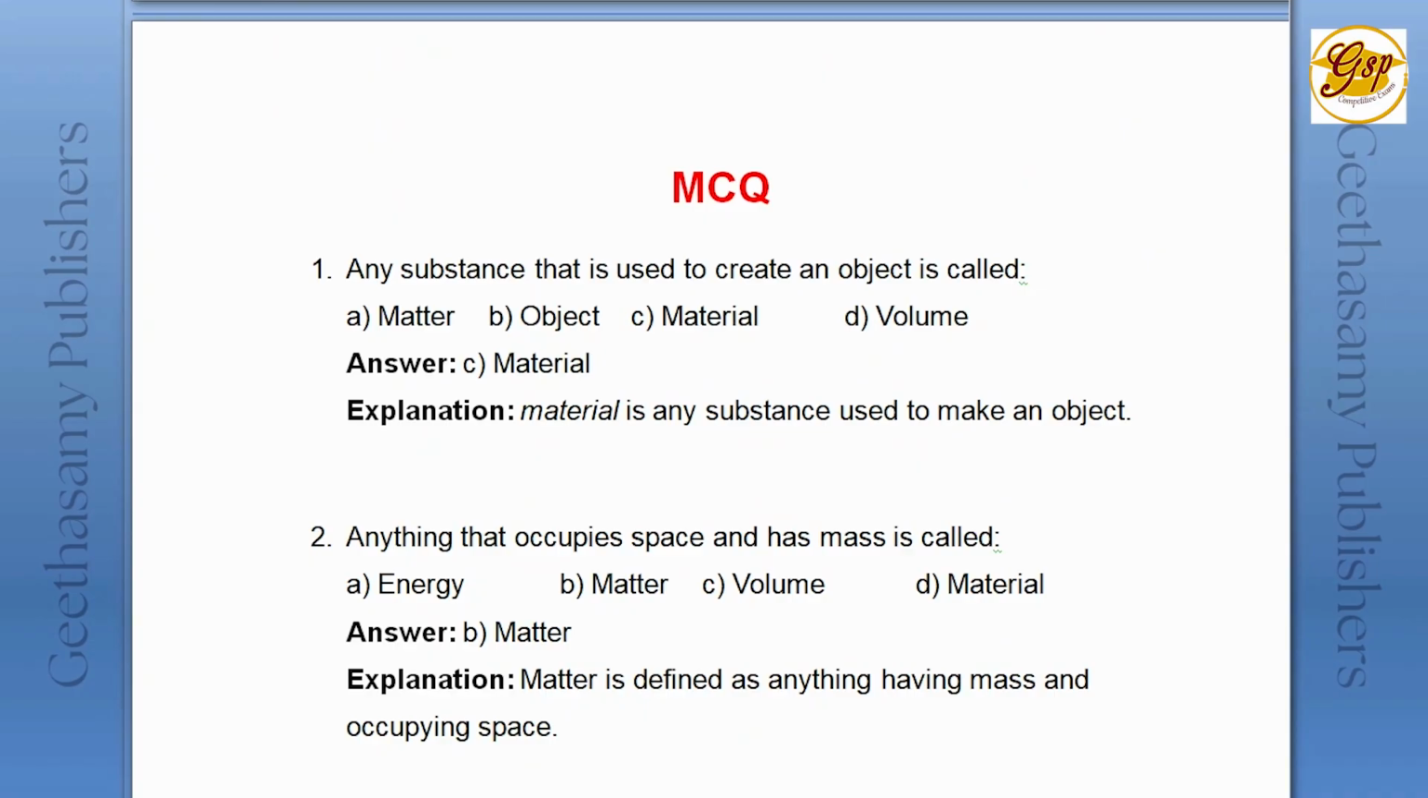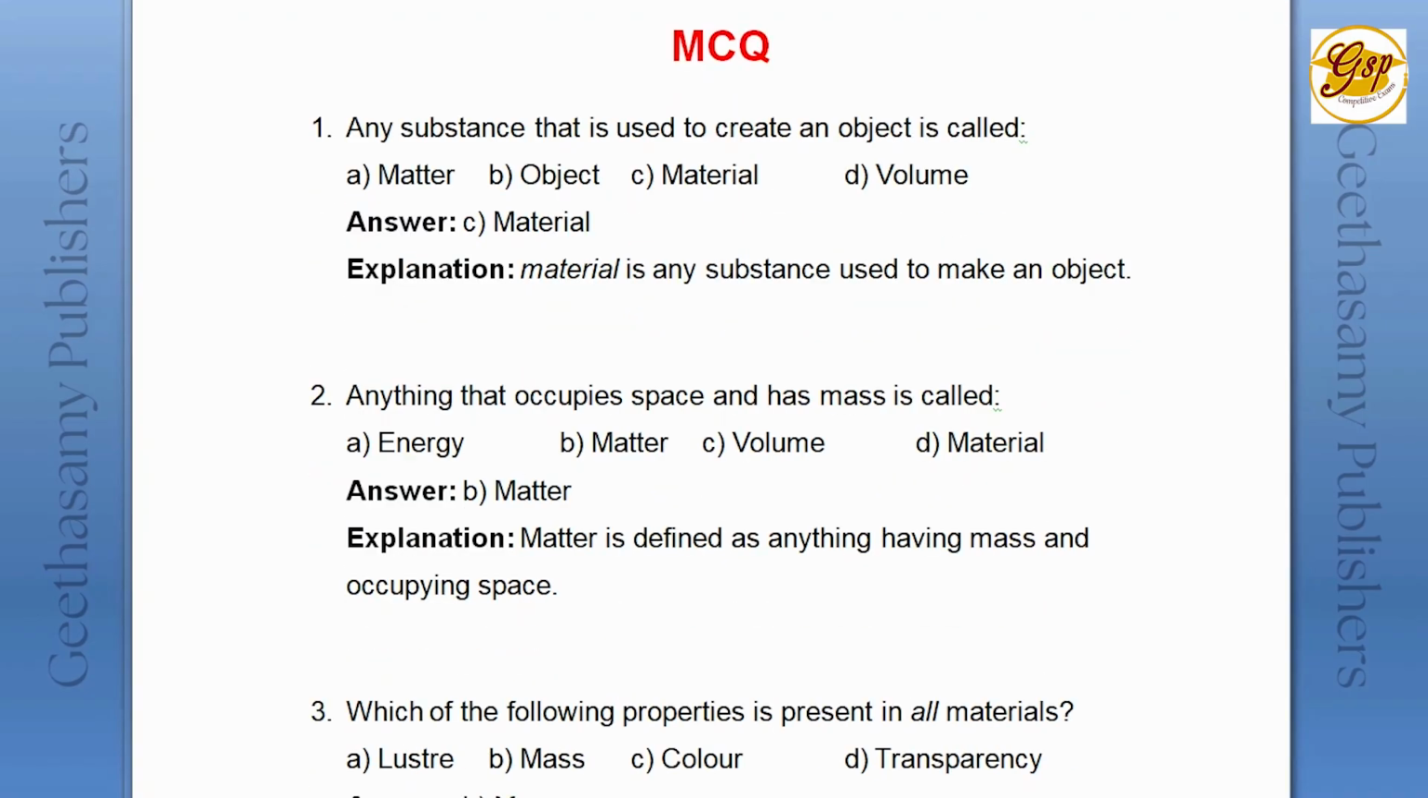We'll see it quickly. Most of them are simple. Any substance that is used to create an object is called: matter, object, material, volume. Answer is material. Explanation: material is any substance used to make an object.